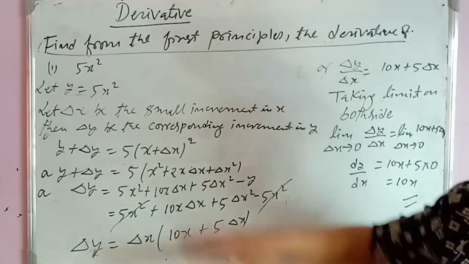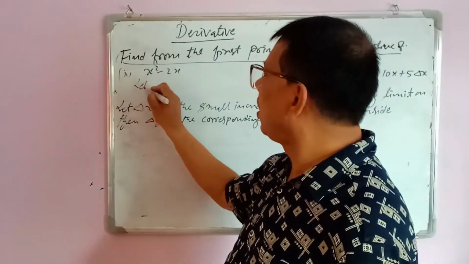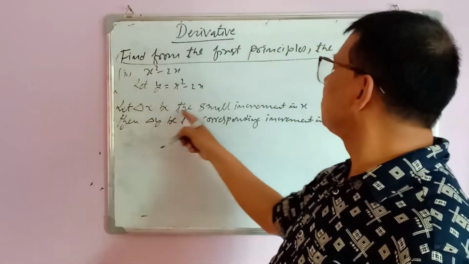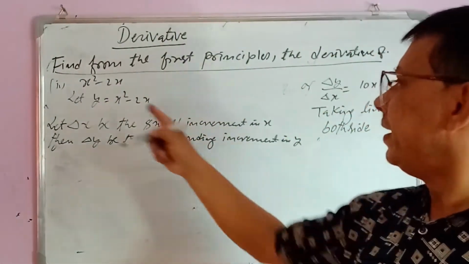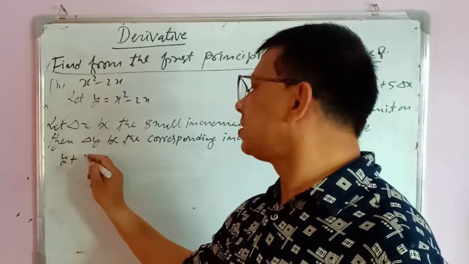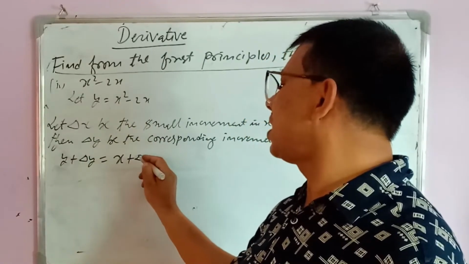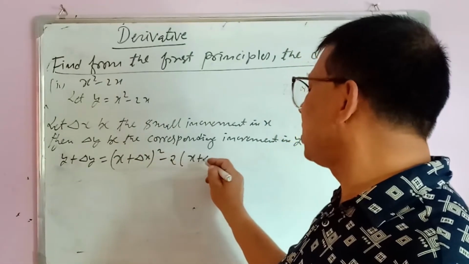By first principle, we are doing x square minus 2x. Let y equal to x square minus 2x. Let delta x be the small increment in x, then delta y be the corresponding increment in y. Now adding y plus delta y, in place of x we add x plus delta x: x plus delta x whole square minus 2 times x plus delta x.